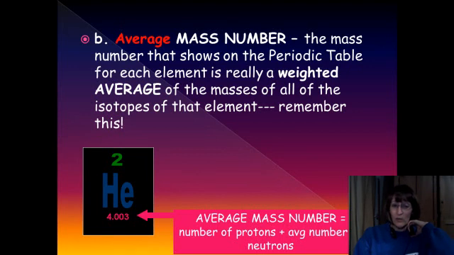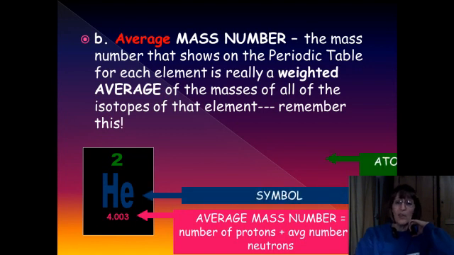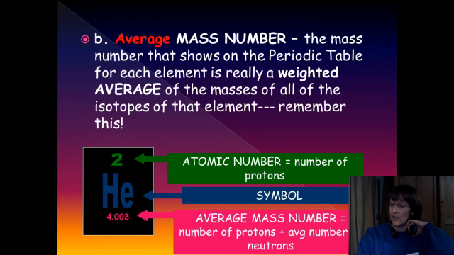If we round that 4.003 to a whole number, it's 4. So we have 2 neutrons, 2 protons, and that's what's normal, the average one. Okay, so we have the symbol, and then we have the atomic number at the top that tells us the number of protons.